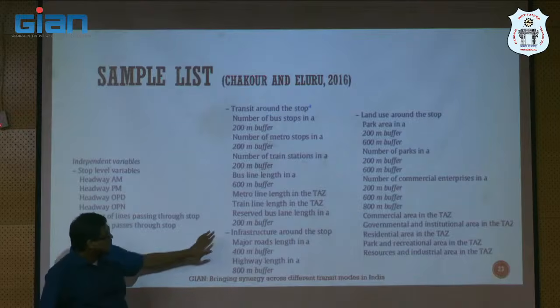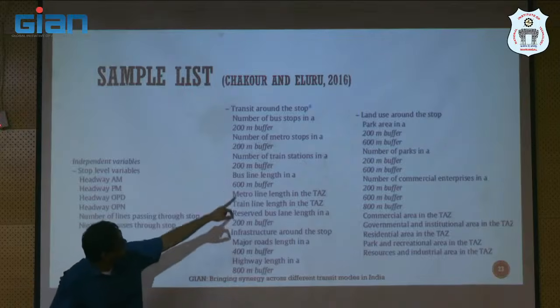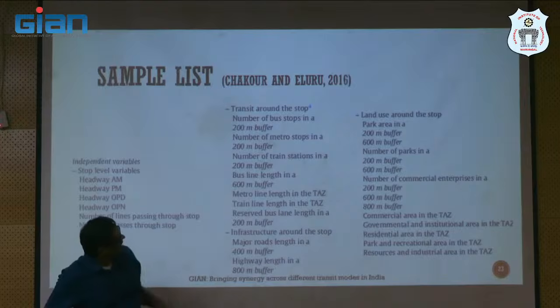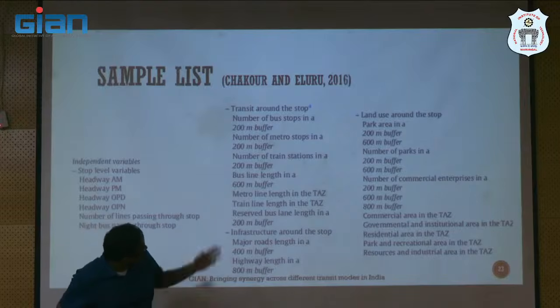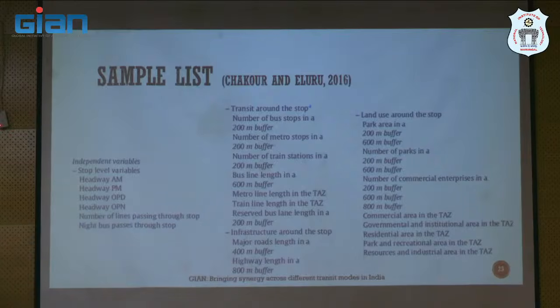We also had reserved bus lane length, and then we also looked at infrastructure around the stop. So the major road lengths, highway length, land use. So you will see park area in different buffers, number of parks, commercial enterprises. So all of these we looked at as independent variables in our model. Okay. So again, it's always good to have an exhaustive set of variables that are possible. So if you don't have a particular variable, obviously you cannot consider it. So if you have that variable, if the JS layer is available, you can start looking at that from that perspective.